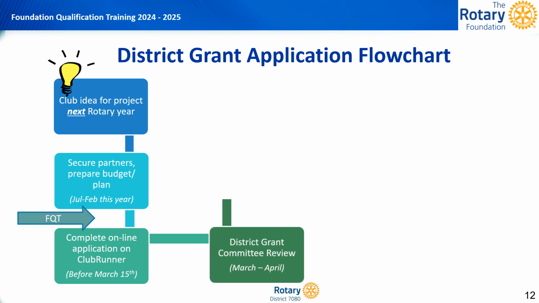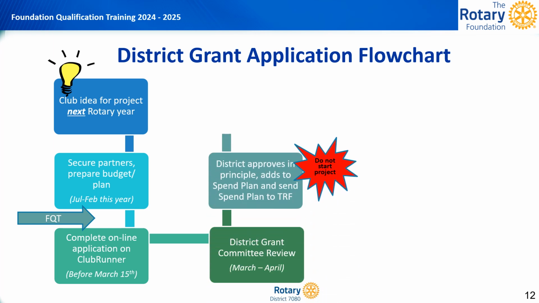After March 15th, the District Grant Review Committee will review all applications and, if necessary, will contact your club for missing information or clarification. The committee will then approve applications in principle and will notify the primary sponsor of the in-principle district approval. It's important to remember that clubs must not start their projects or spend any money at this point. They must wait until we have received final approval from the Rotary Foundation.